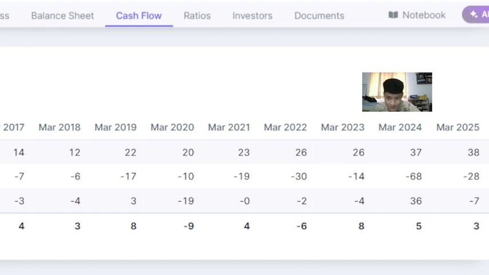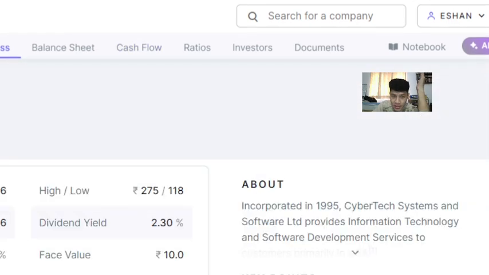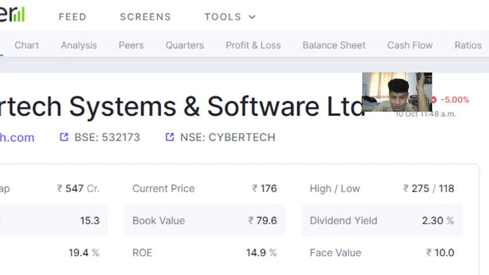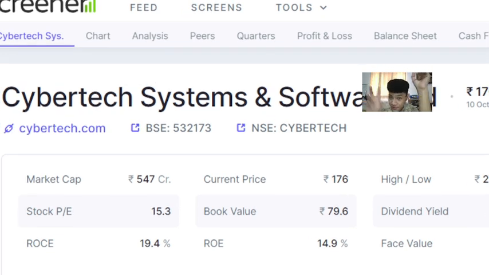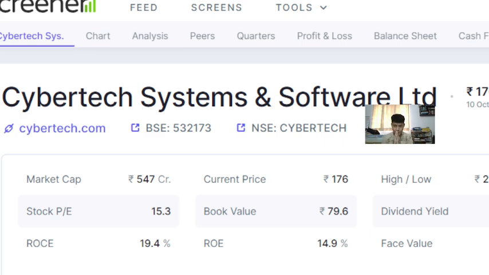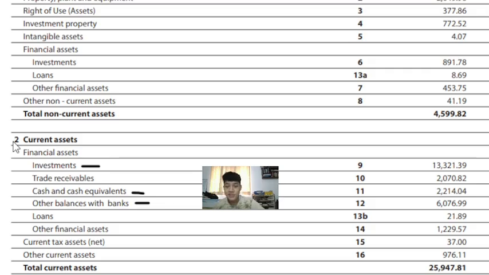So 38 crores of operating cash flow, free cash flow of the company will be pretty close to this figure, maybe. And the current market cap of 547 crores, maybe the company has a decent free cash flow value. These were the revenues for the company, and free cash flow is one of the most important measures in valuing companies. Time to value the balance sheet.